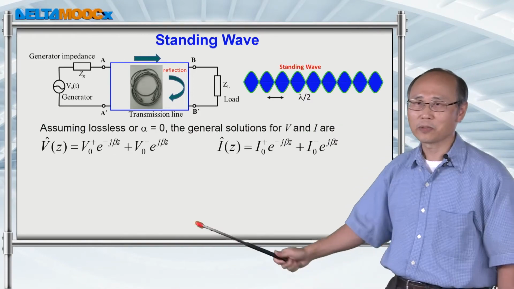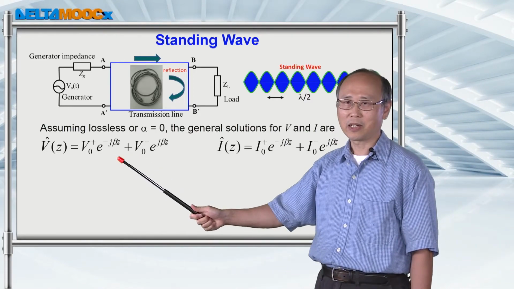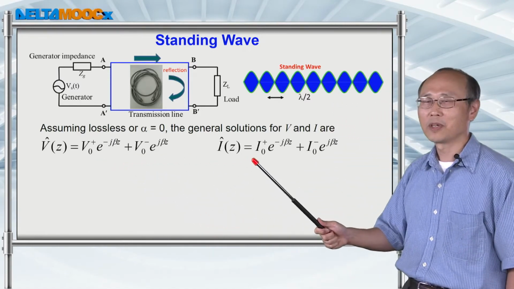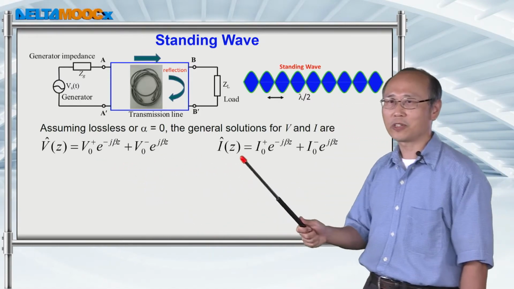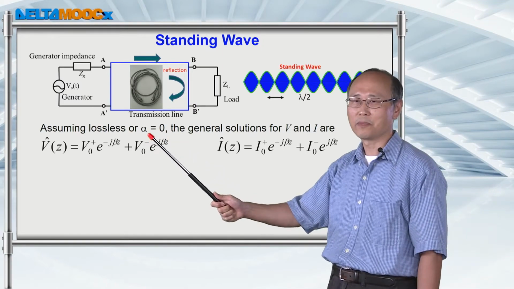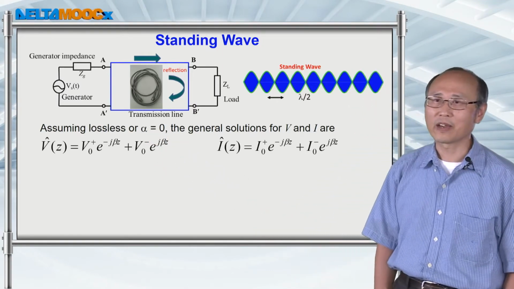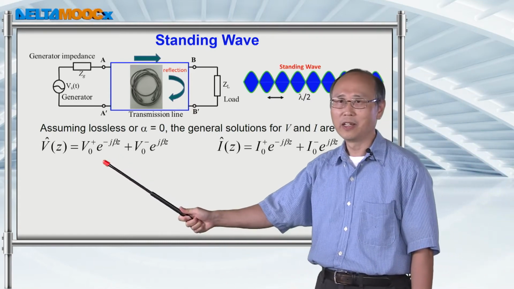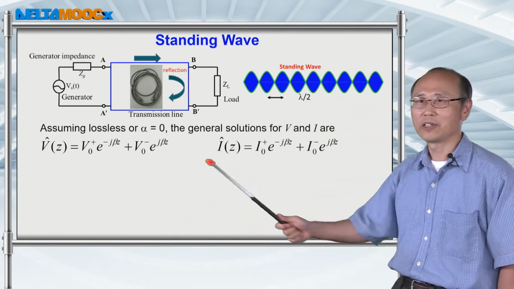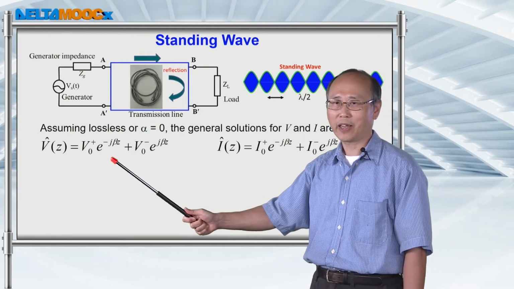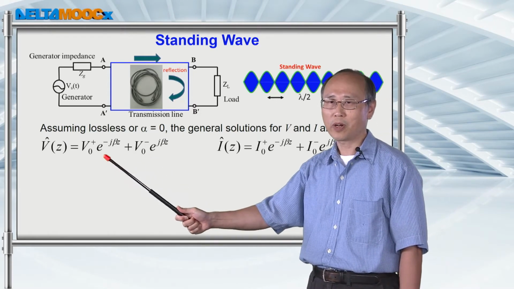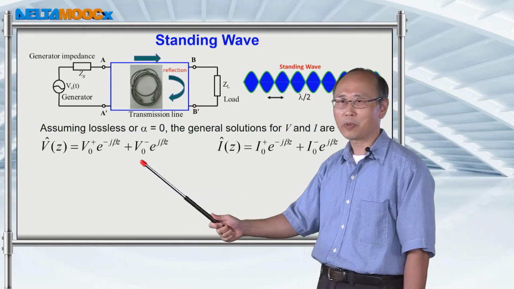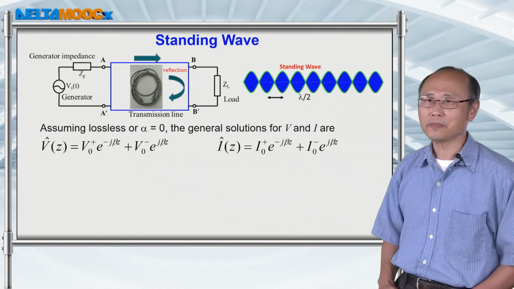And last time, we already calculated the general solution for the voltage and current. In these two expressions, I assume that there's no loss, so that we can simplify the analysis a little bit. You can see that the voltage and the current both contain two terms, one propagating in the forward direction and the other propagating in the backward direction.